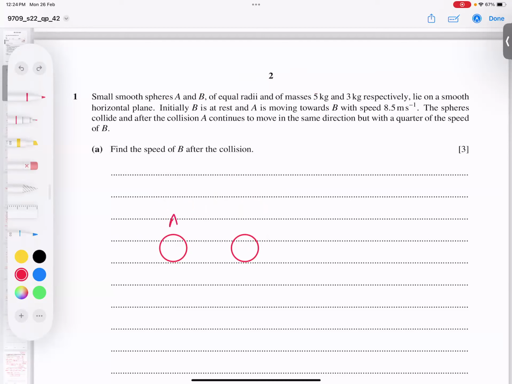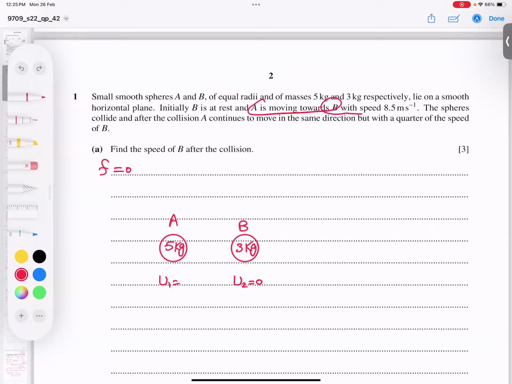So I'm writing A particle 5 kilograms. B particle is 3 kilograms. And they lie on a smooth horizontal plane, so friction is equal to 0. Initially, B is at rest, so it means this U2, I will count, is equal to 0, whereas U1 has some value. B is at rest, it means not moving.